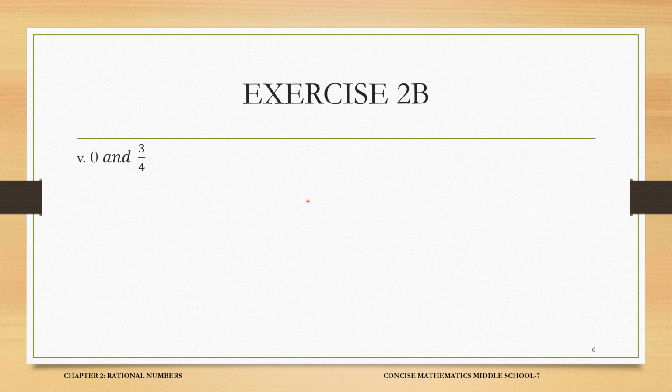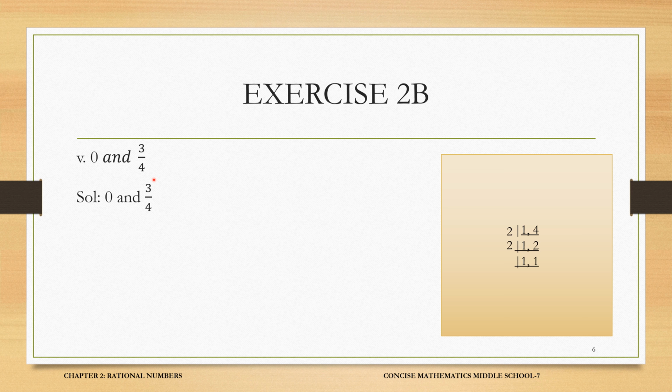Our fifth question, 0 and 3 by 4. Even here, you can take the LCM of 1 and 4. 2 twos are 4, 2 ones are 2. Always start with the minimal number. That's why I'm starting with 2, right? So 4 will be the LCM. 0 is considered as 0 by 1 because if there is nothing in the denominator, you can consider it as 1. To make the denominator into 4, you multiply it with 4, and the numerator should also be multiplied with 4. 4 zeros are 0, 4 ones are 4. And 3 by 4, right?